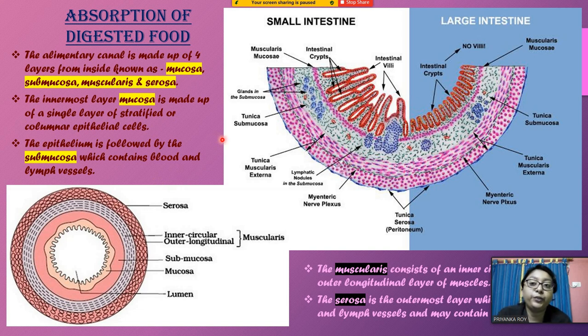Okay, so now moving on to the second part of Unit 2, which is the absorption of carbohydrates, proteins, and lipids. Okay, so absorption of food, for that we have to know the layers of the alimentary canal. So mainly the alimentary canal has 4 layers. From the inside, the first one is mucosa, then submucosa, then muscularis, and then serosa.